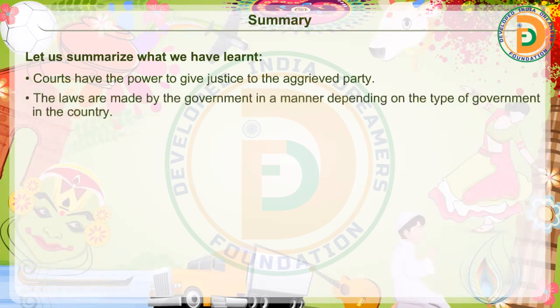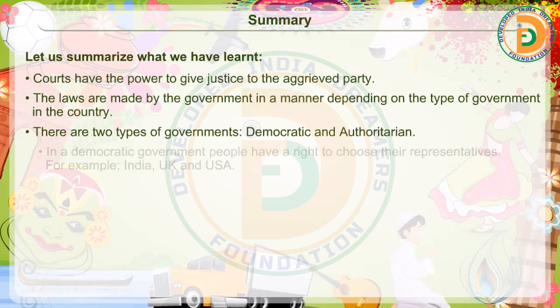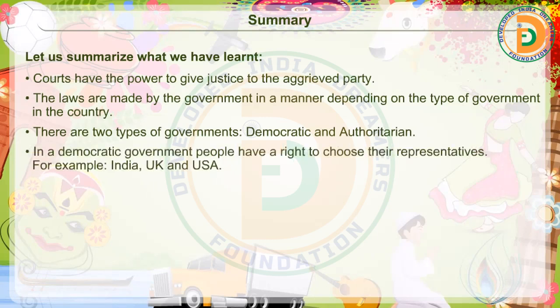The laws are made by the government in a manner depending on the type of government in the country. There are two types of governments: democratic and authoritarian. In a democratic government, people have a right to choose their representatives, for example, India, UK and USA.